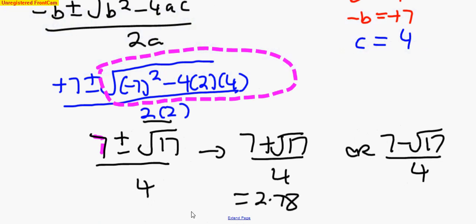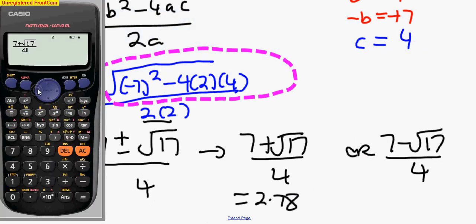Now we need to get the minus version. So all we need to do here is just go up and change it to a minus. And this answer is going to be 0.72. Okay, so 0.72.